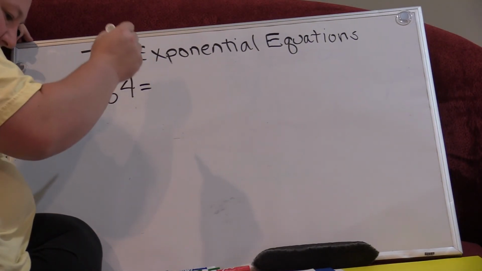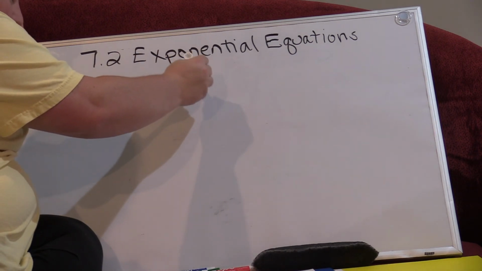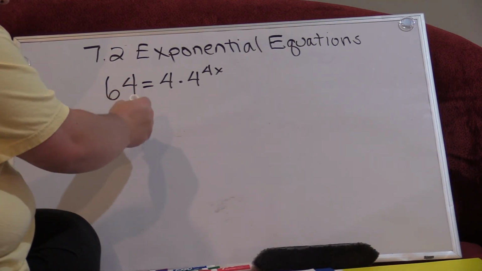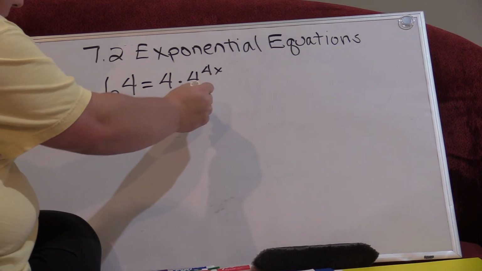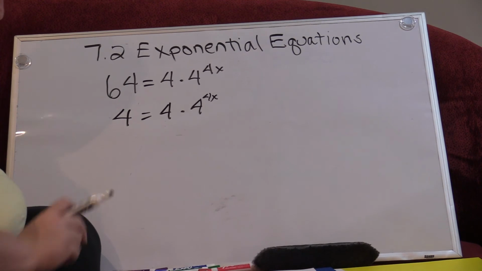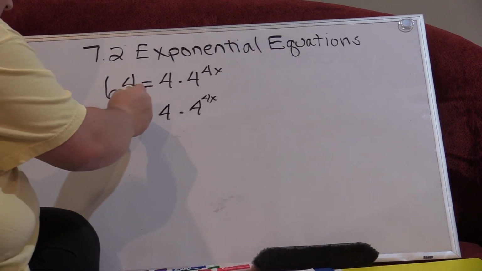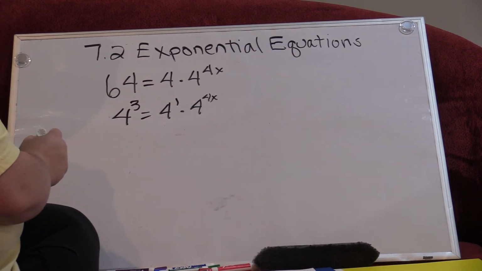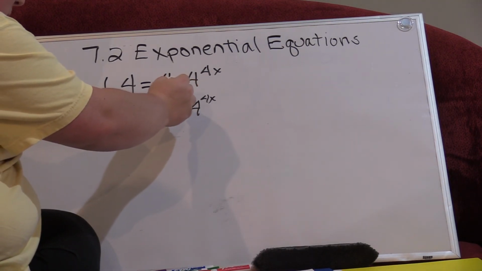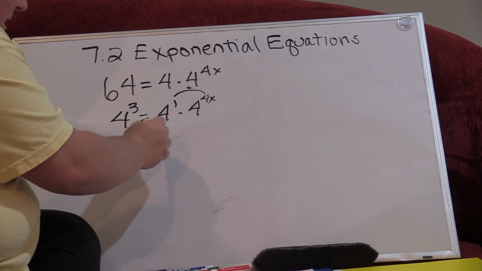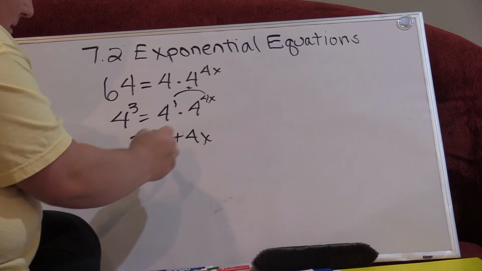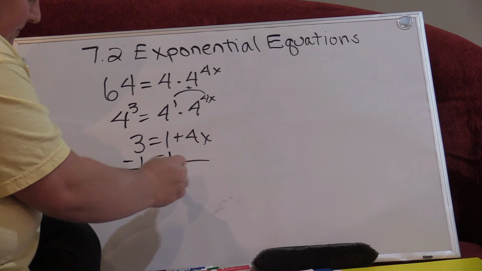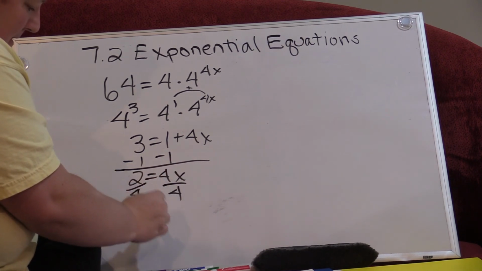64 equals 4 times 4 to the 4x. We're going to make all of these have a base of 4. So 64 is 4 to the third power, and 4 is 4 to the first power. So when I multiply, I keep the bases the same, and I add these exponents. So I have 3 equals 1 plus 4x. Subtract 1, and I get 2 equals 4x. Divide by 4, x equals 1/2.